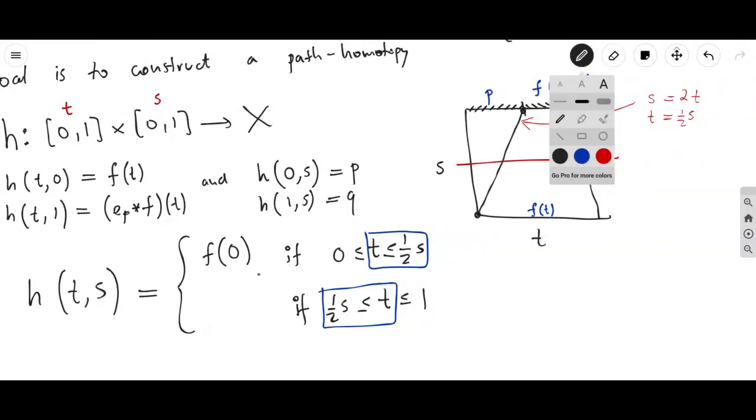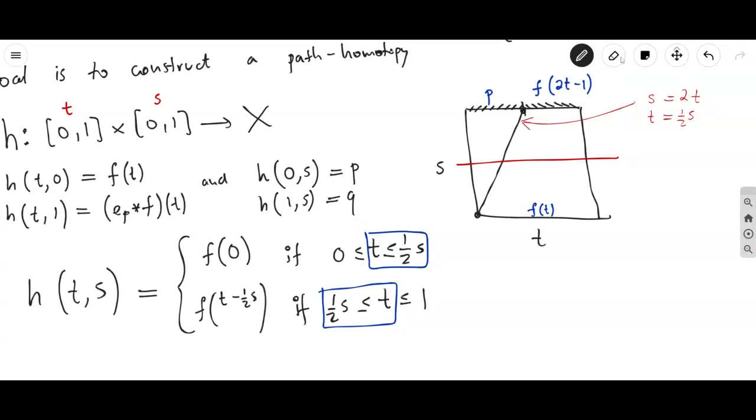So it's reasonable to try doing this. Let's say we do f of t minus a half s, like this. Then you can see that by setting t equal to a half s, this will become 0, and that's just f of 0. And this is f of 0. So then they agree, and that's a continuous function.